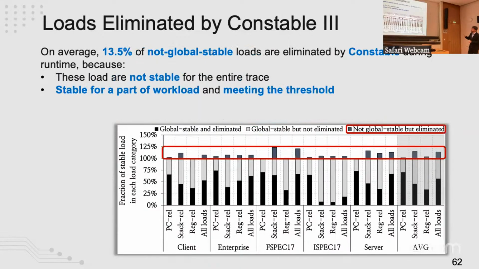Besides that, however, we can see that Constable can eliminate some non-global stable loads as well. On average, 13.5% of non-global stable loads are eliminated by Constable during runtime. This is because these loads are not stable for the entire workload, and thus not classified as global stable, but are stable for a significant part of it and meet the confidence threshold that is set by Constable.